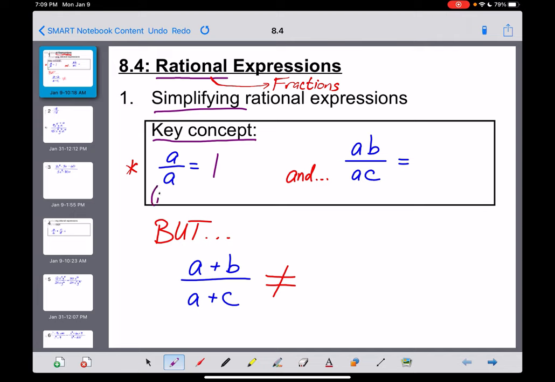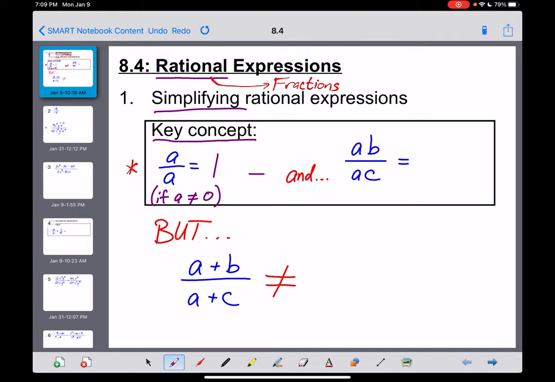There's only one little warning though here, guys. That is only true if A is not equal to 0, the one number where this wouldn't work. 0 divided by 0 is undefined. It doesn't equal 1. So that's the main big concept right here. Anything divided by itself is 1.